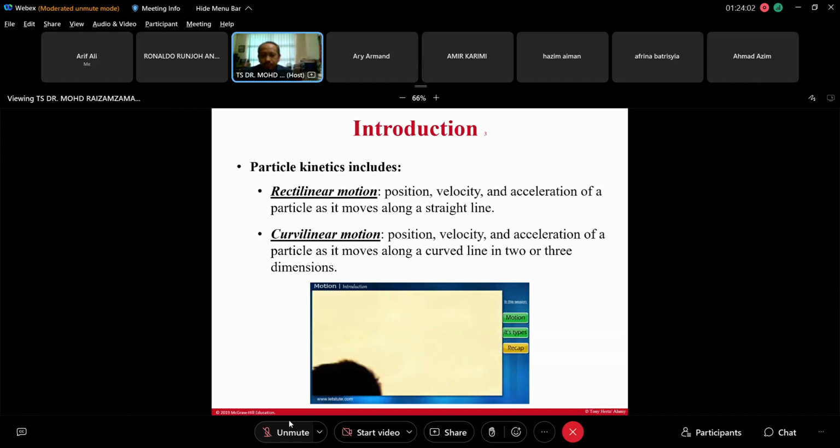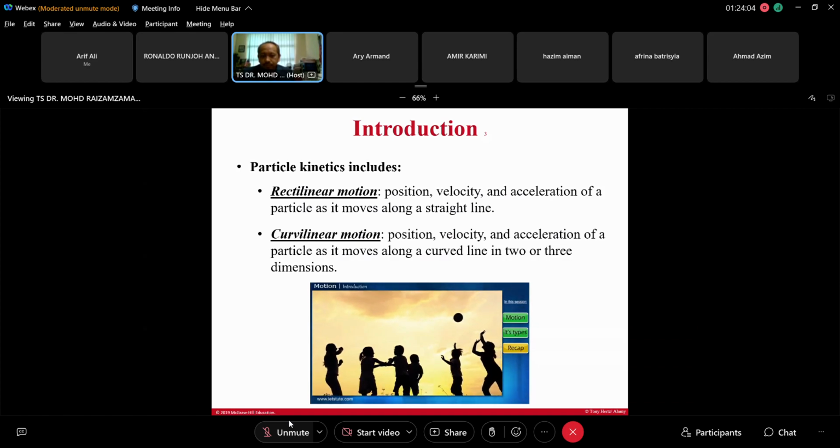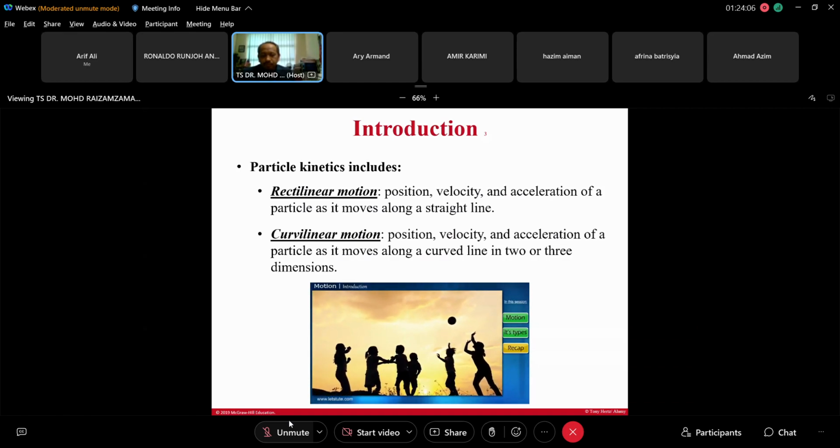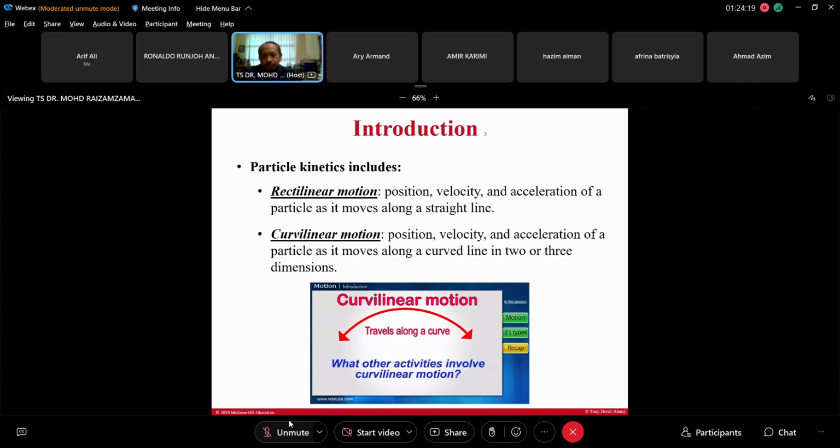Now, if we consider children playing with a ball, we see that when they throw the ball in the air, it does not travel along a straight line, but rather takes a curved path. This type of motion is known as curvilinear motion, in which a body travels along a curved path. Can you recognize any other activities in your day-to-day life which involve curvilinear motion?